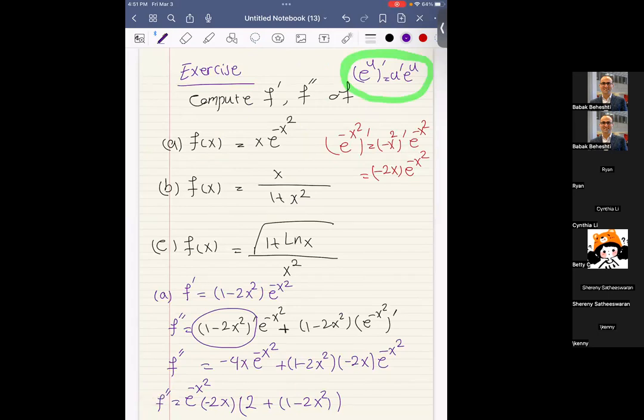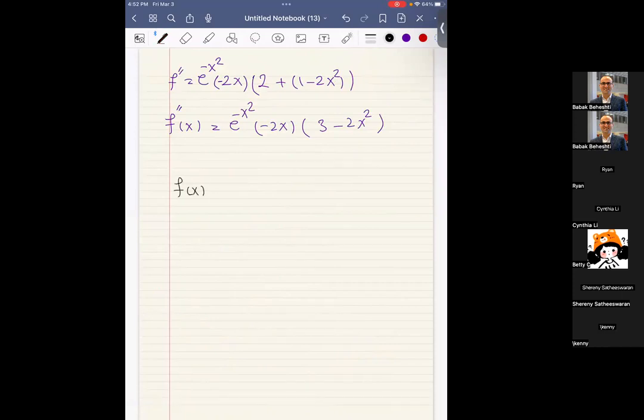Okay, how about B? Betty, have you done part B? So for part B, there is no chain rule. It is just the quotient. Is it 1 minus x squared over 1 plus x squared squared? You mean f prime? You're talking about f prime, right? F of x is x over 1 plus x squared.